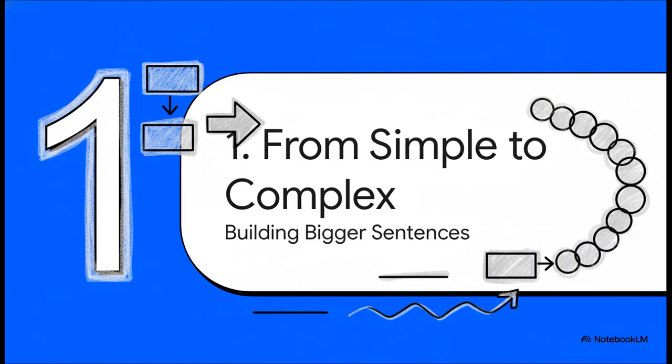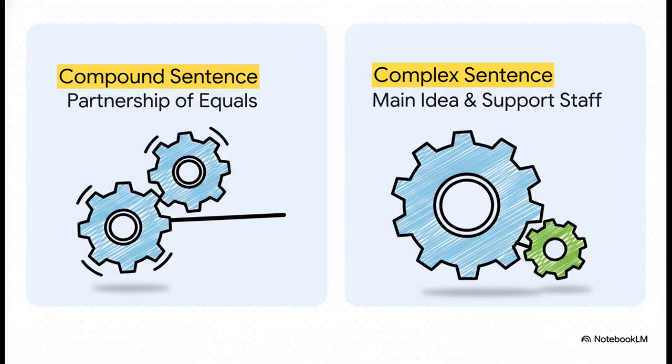Okay, first things first. When we want to combine simple sentences, there are really 2 main paths you can take in English. Okay, so check this out. On one side, you've got your compound sentence. Think of this like 2 equal partners. You have 2 complete ideas, girls like dolls and boys like robots, and you just link them up with a word like but. Both sides can stand on their own.